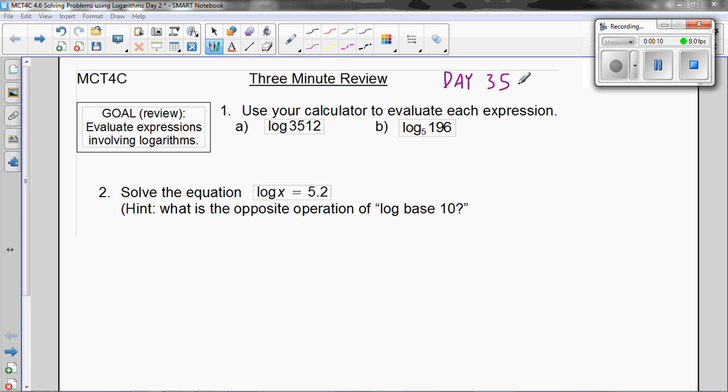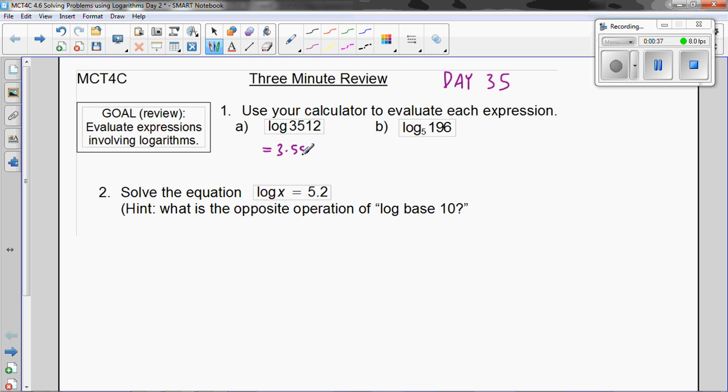Second day using logs to solve problems. And today we're actually going to talk about something that's pretty interesting and applicable, which is logarithmic scales. But before we get to that, we're going to do the 3-minute review, which is to evaluate expressions involving logarithms. And this one, because it's base 10, there's no number there, it's just base 10, I can just fire that right into a calculator.